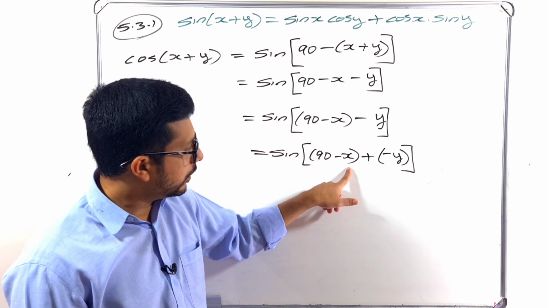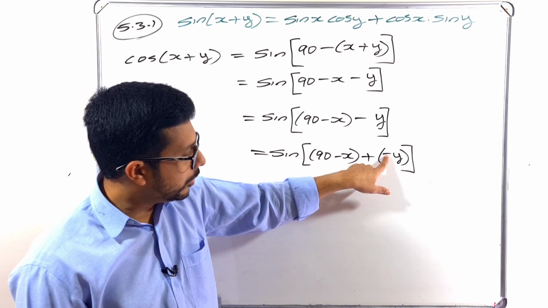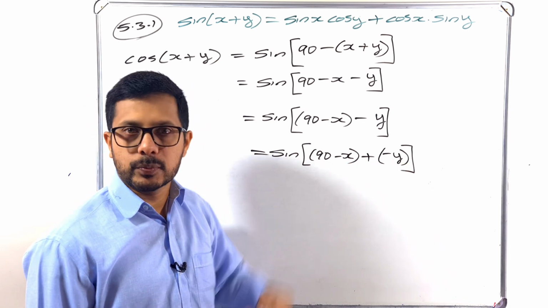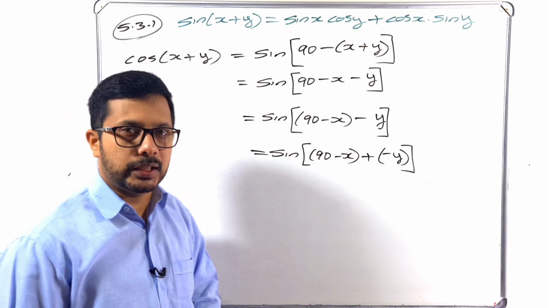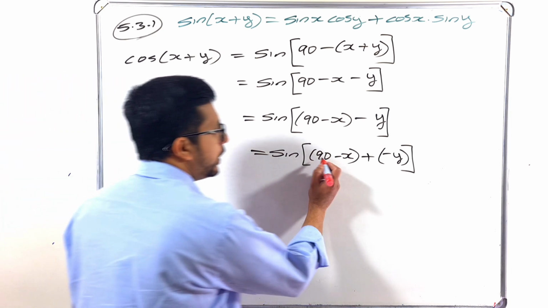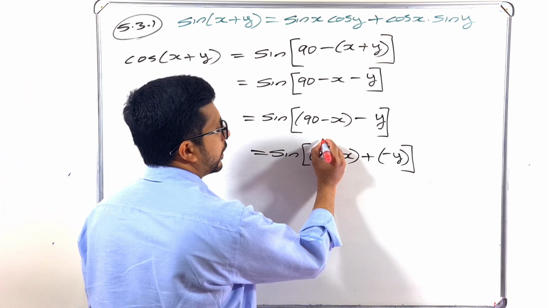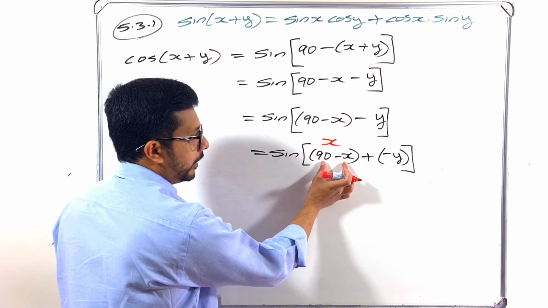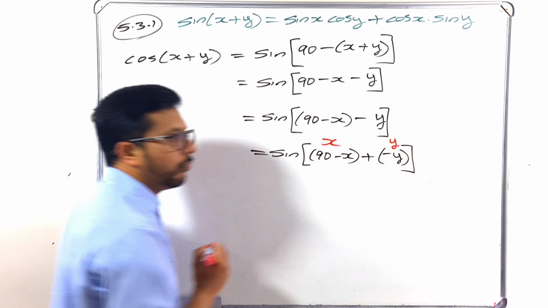I wrote it like this, 90 minus x, then plus into minus y. What is plus times minus y? It is minus. Am I right? So I didn't make any changes there. Now listen very carefully. This 90 minus x, I'm going to treat as my x. You have to think like that. And this minus y is my y.